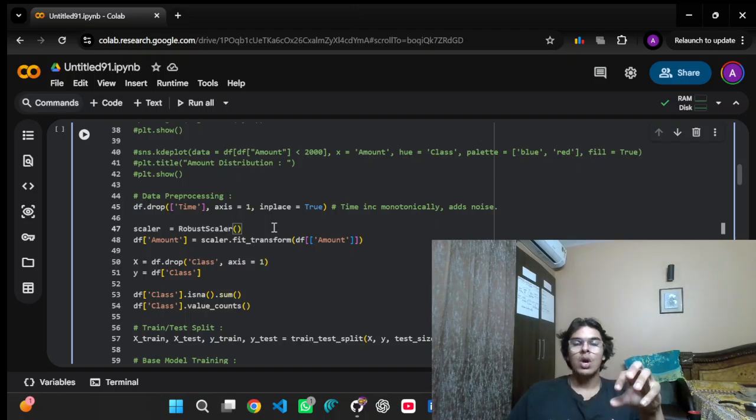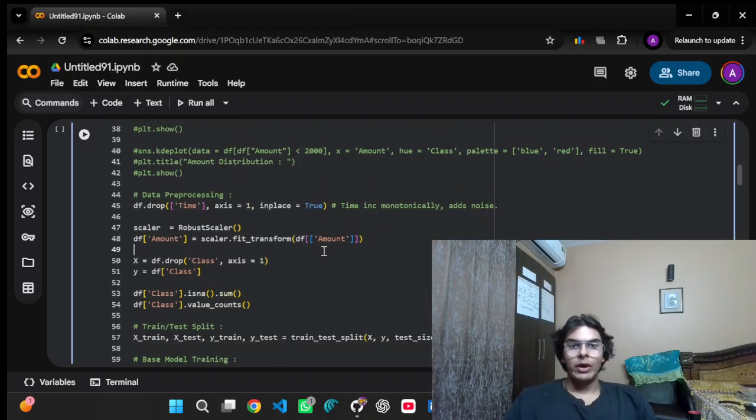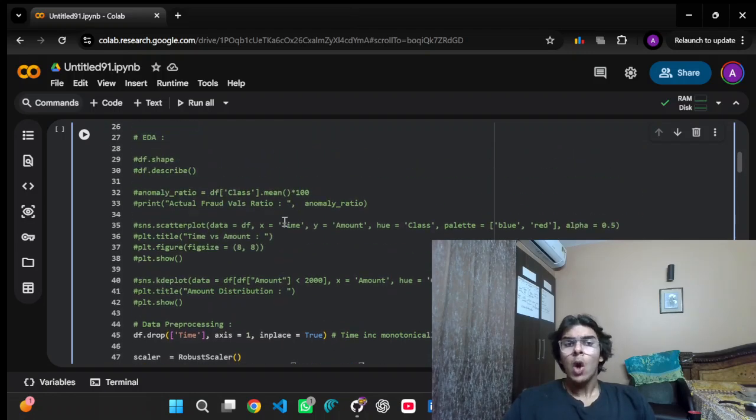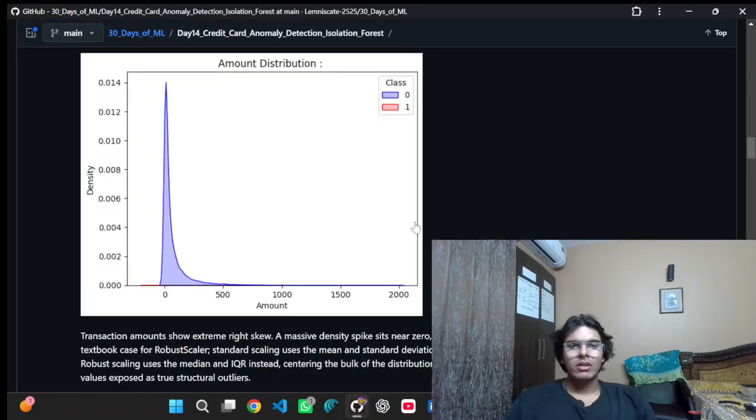If you want to understand interquartile range, IQR, in detail, I have left another article in the description. You can read about it. Okay, that is how we scale in this model using robust scaler. This is very important to understand, why we are avoiding standard scaler in this case. You can read about this in the repo as well.